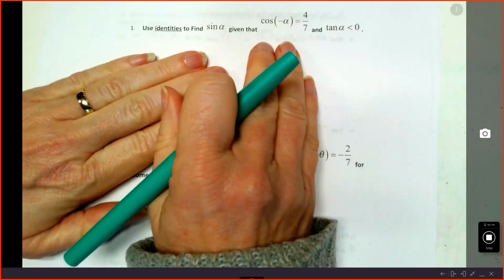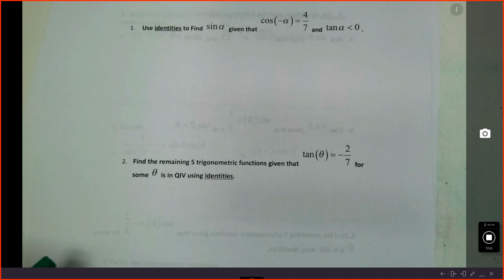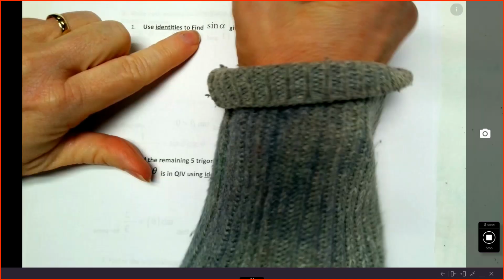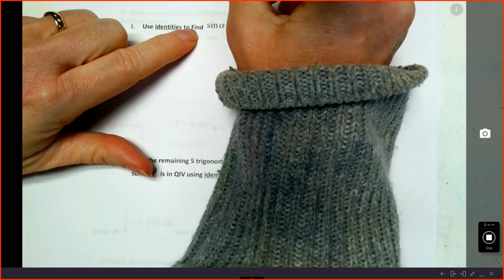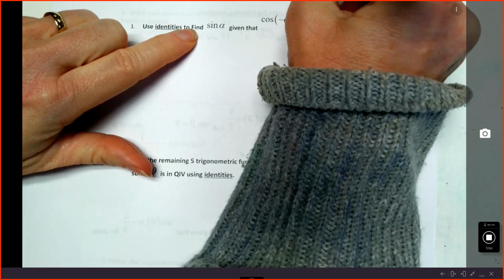So this is using the identities that we have memorized. The identities that you have to have memorized are the reciprocal identities like sine and cosecant, cosine and secant. The quotient identities like tangent is sine over cosine. And then the Pythagorean identities, sine squared plus cosine squared equals 1, tangent squared plus 1 equals secant squared. So the identity I'm going to be using is sine squared alpha plus cosine squared alpha equals 1.